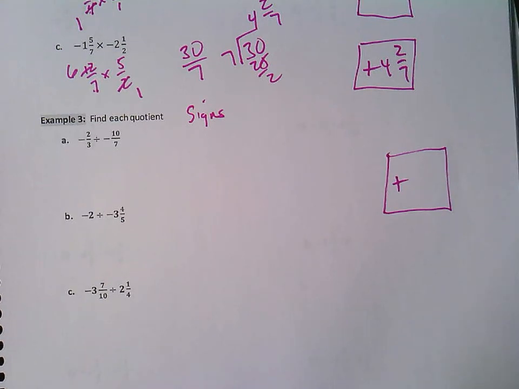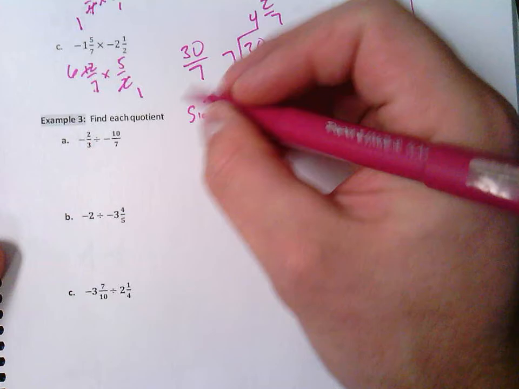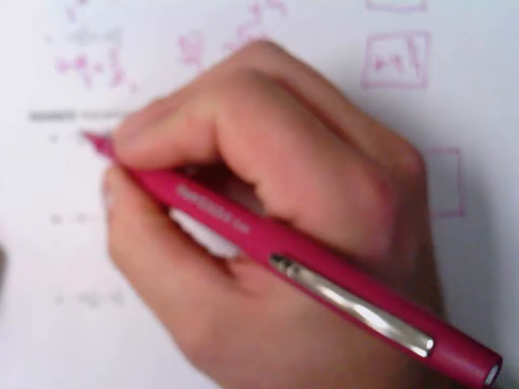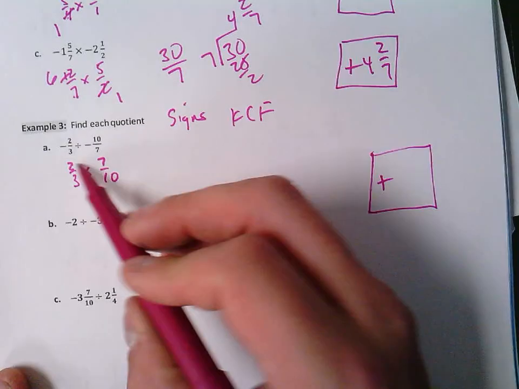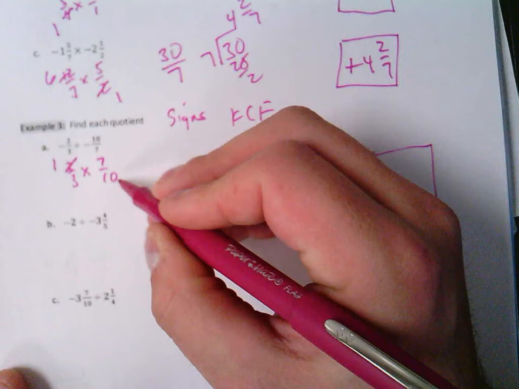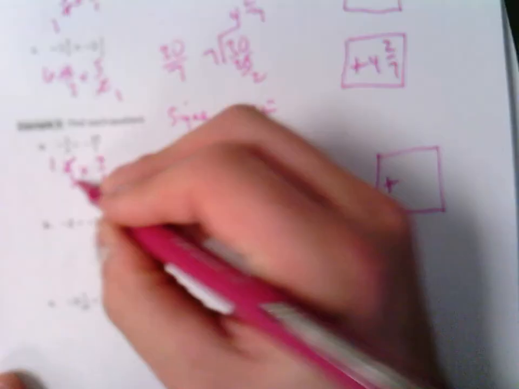Remember, keep, change, flip. So we keep this one as 2/3. Now notice, I already know what the sign is, so I don't even have to worry about the signs after the 7 over 10. Focus, come back. There we go. So we do 2 and 10. 2 goes into 2 once, into 10 5 times. So it's 1 times 7 is 7. 3 times 5 is 15. So we get 7 fifteenths.